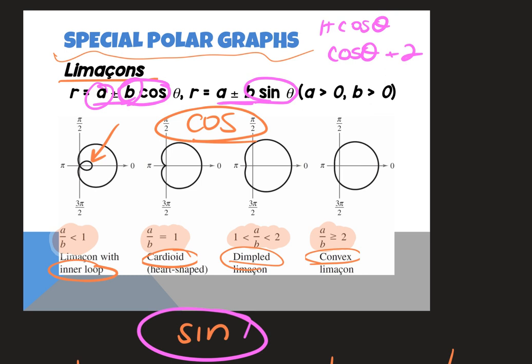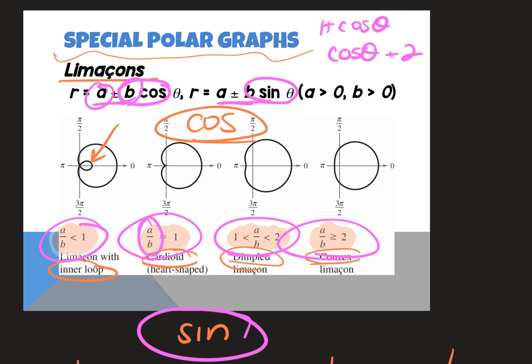The smaller the A over B, the inner loop. So smallest inner loop. Next would be heart. Next would be dimpled. Next would be convex, okay? The other thing is, if something equals 1, they're the same thing. So if 2 people love each other the same, you could picture a heart, okay? That makes that shape, something like that.